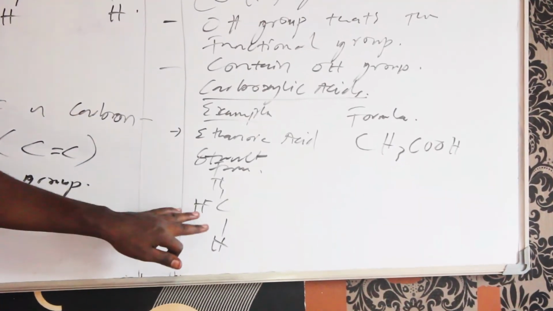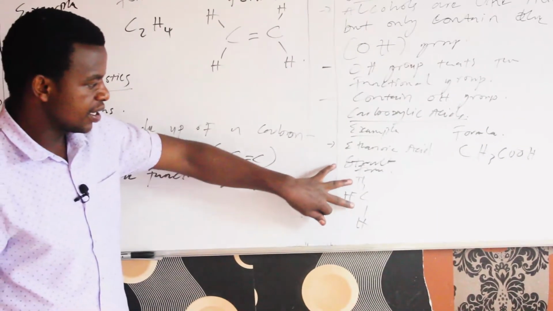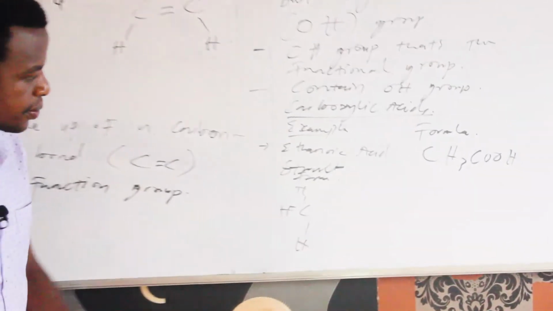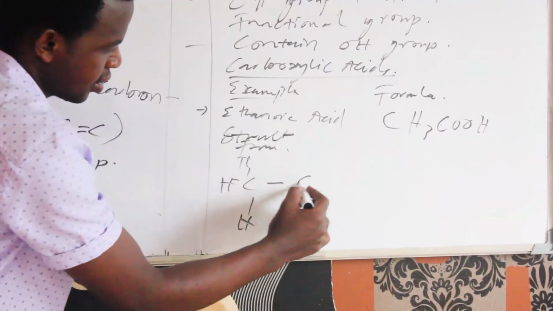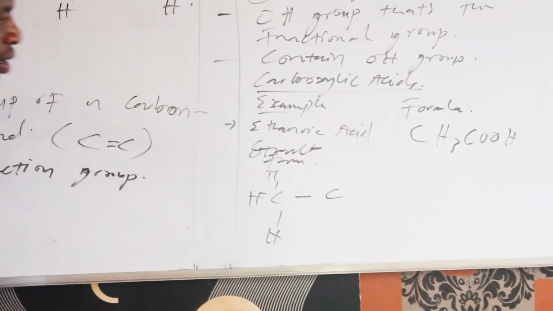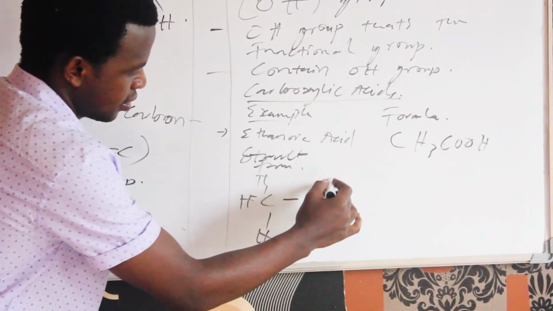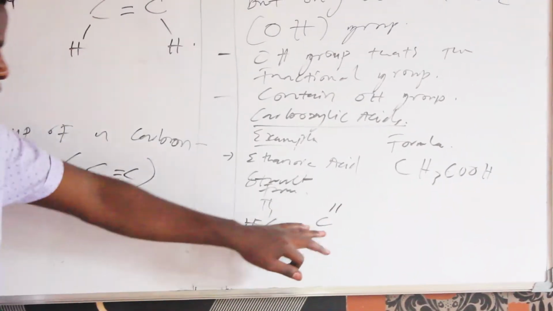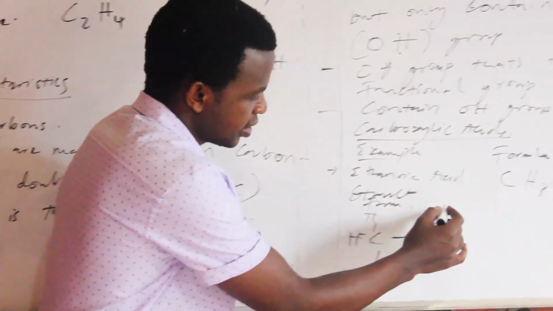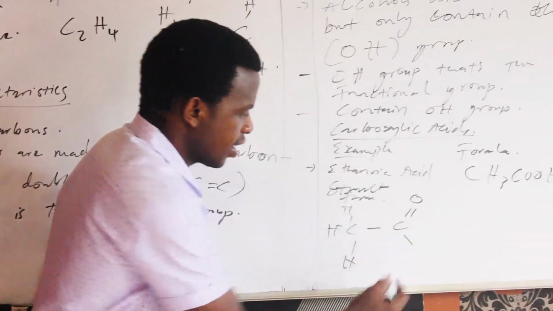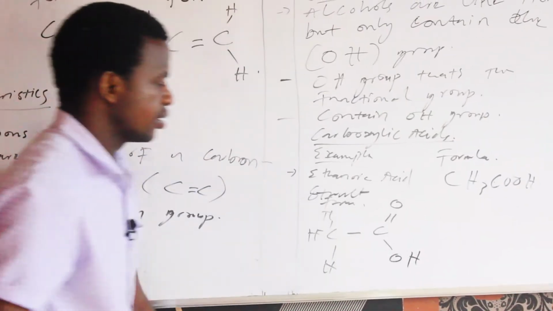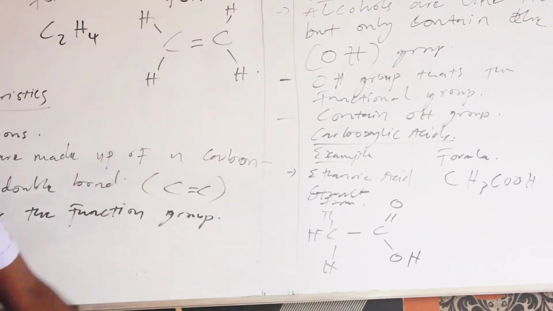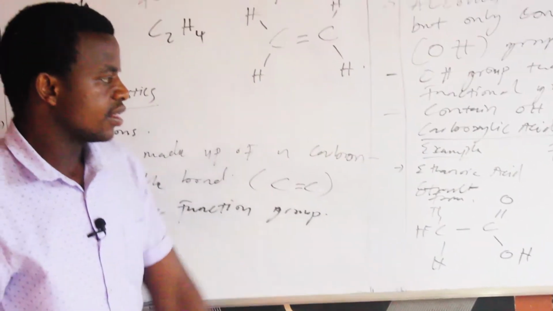So I have the first carbon atom connected to 3 hydrogen atoms. Then I have another bond that will connect this carbon atom. Then I have the double bond on the carbon, and it will be connected to the oxygen atom. Then I also have another bond that is going to connect to the OH there. So that's the structure formula of ethanoic acid.